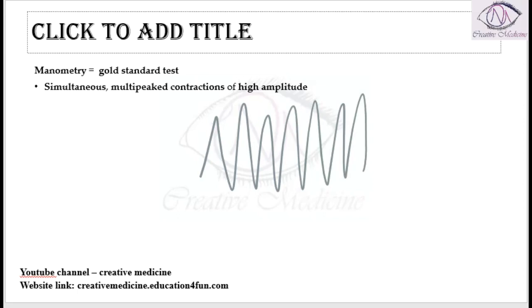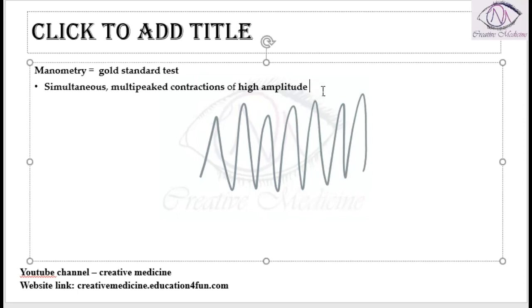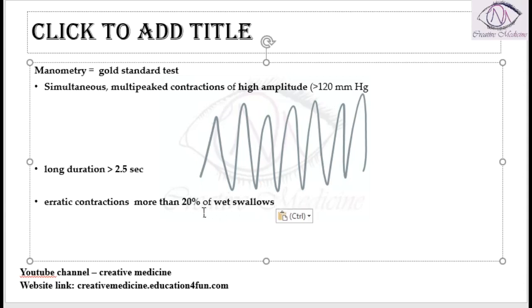How much amplitude? That amplitude should be more than 120 millimeters of Hg, and they are also of long duration, more than 2.5 seconds. Here these contractions are erratic, that is, they occur often. More than 20% of wet swallows are associated with these simultaneous multi-peaked high amplitude contractions in diffuse esophageal spasm.